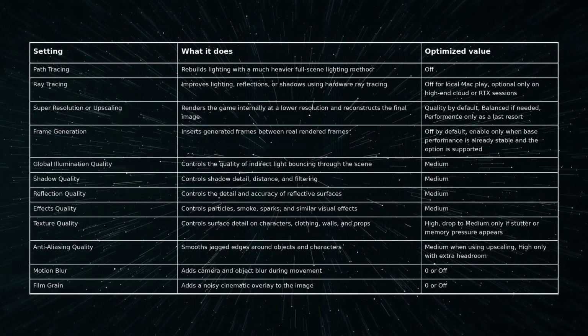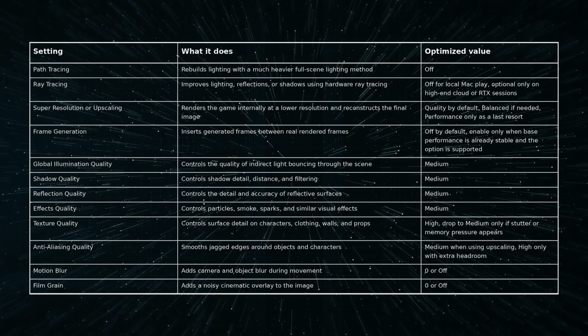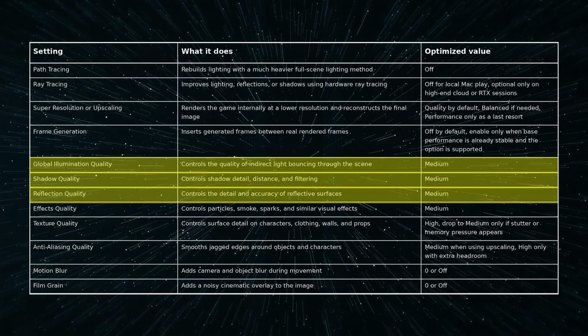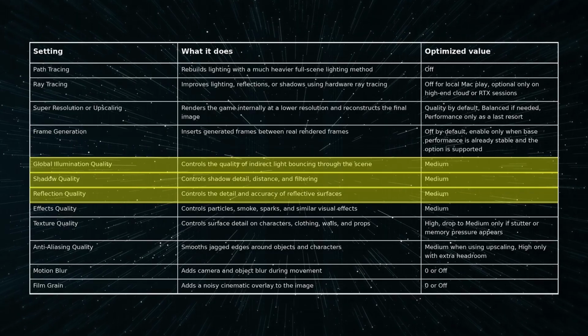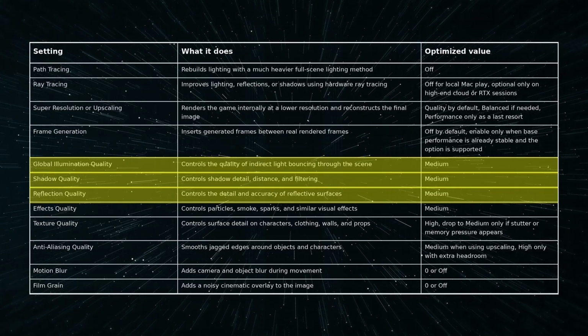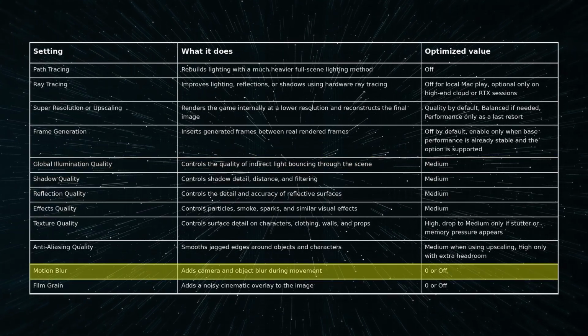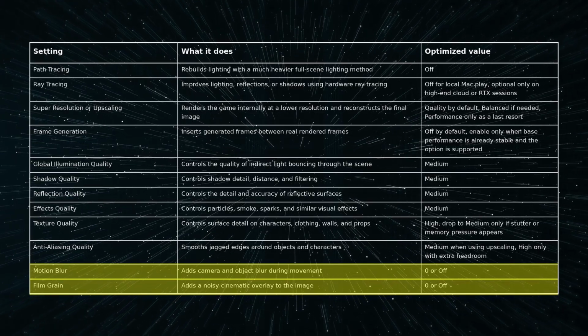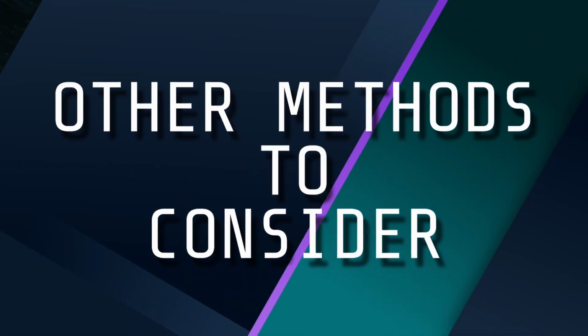Directive 8020 leans hard on lighting, so don't chase the fanciest settings first. Set global illumination, shadow quality, and reflection quality to medium. That should help most in moody interiors, panic scenes, and areas with lots of reflective metal. Also set motion blur and film grain to 0 because these are most likely to muddy the image if you are streaming the game and your internet isn't very fast.